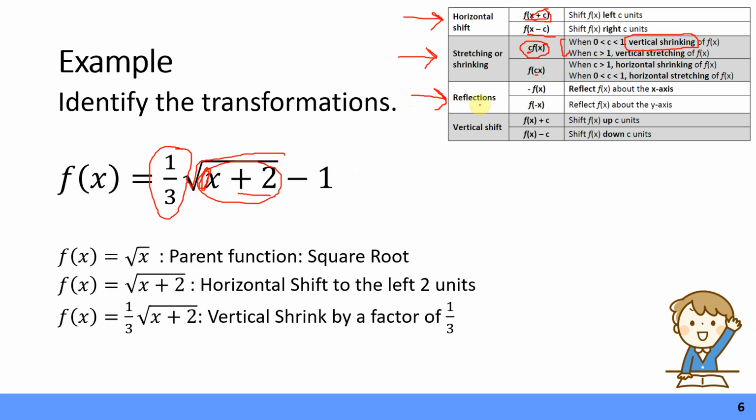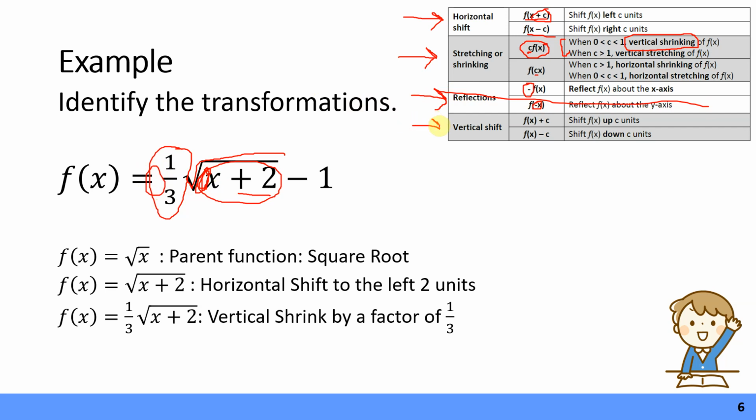Reflections. Do we have reflections? Reflections happen when you have either a negative in the front or a negative inside the parentheses in front of the x. So here again, there's no negative in front of the x. And is there a negative up here in the front? No. So in this case, we have no reflections to worry about. All right, let's keep on going on the table.